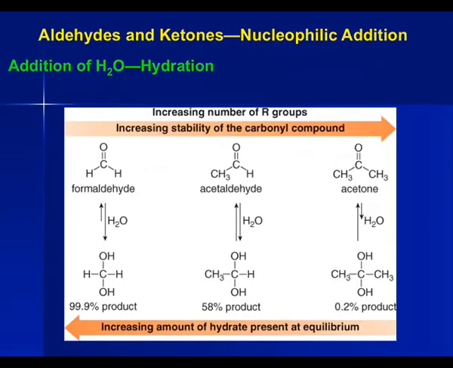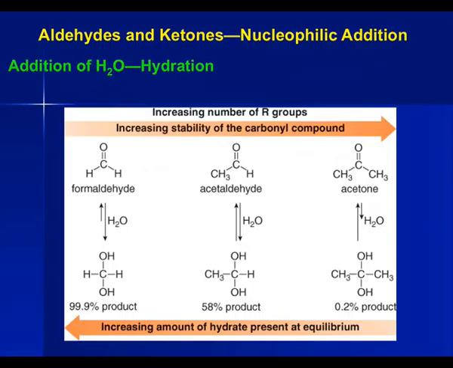If you take acetaldehyde, you're going to have 58% of it as the diol, right? The remaining part's going to be acetaldehyde. And if you take acetone, very little of it's going to be as the gem-diol. Most of it's going to remain as the acetone. That follows the trend that we learned before, okay?